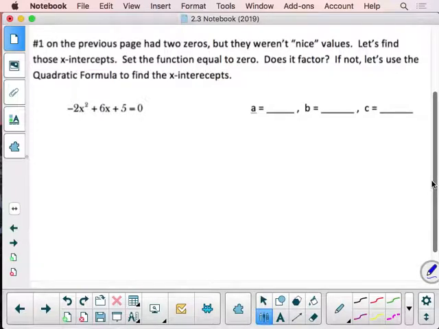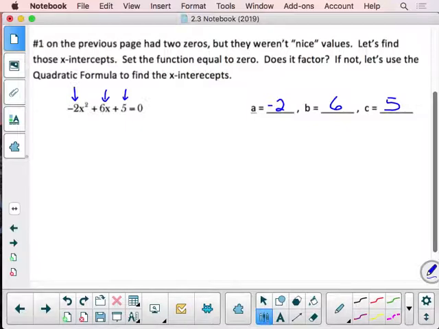So we're going to do this. If you want to try it without my help, hit pause, give it a shot. You know your a value is -2. You know your b value in this particular problem is 6. And you know your c value is 5. All right, -2x squared plus 6x plus 5.